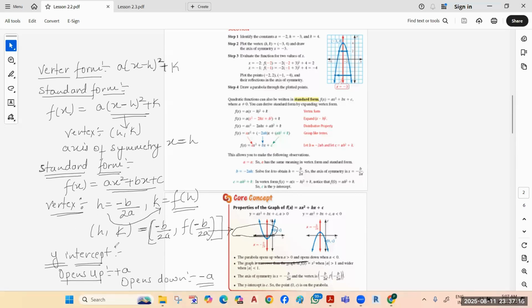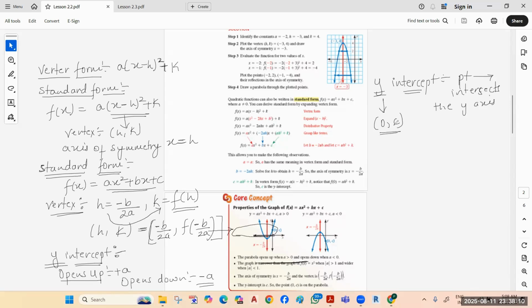Now, what is the y-intercept? What do you mean by y-intercept, first of all? If I say a graph is having a y-intercept, what is the meaning of y-intercept? The point where the graph intersects the y-axis. Okay. Now this point is going to be 0 and c. Okay, y-intercept is going to be 0 and c.